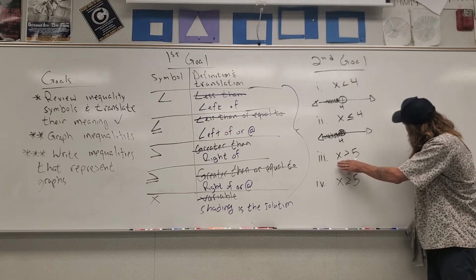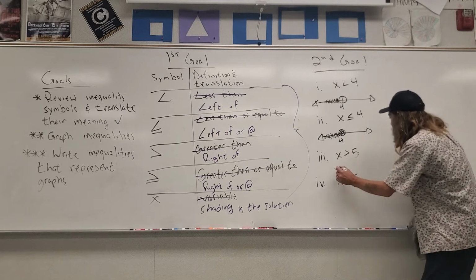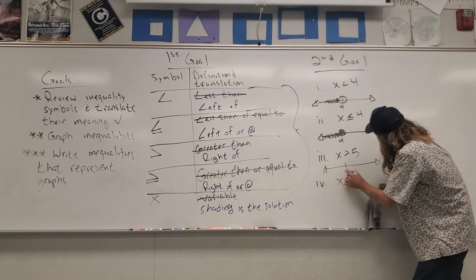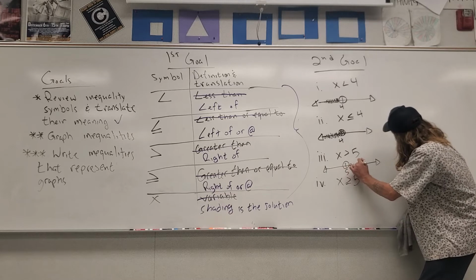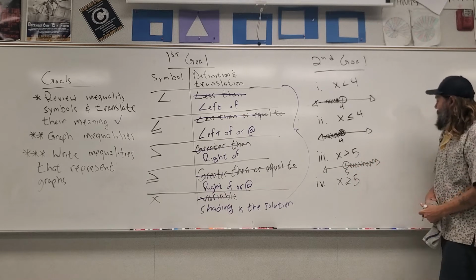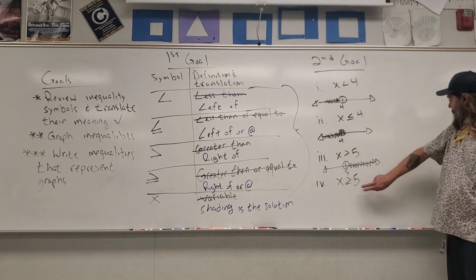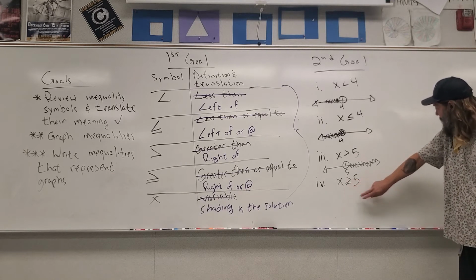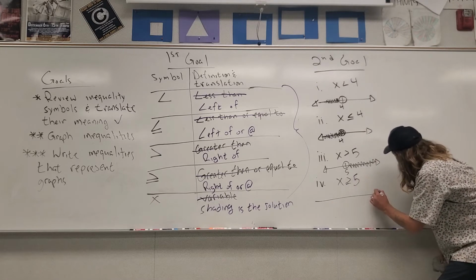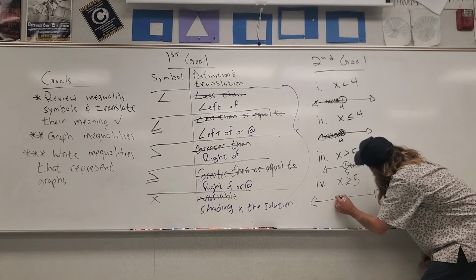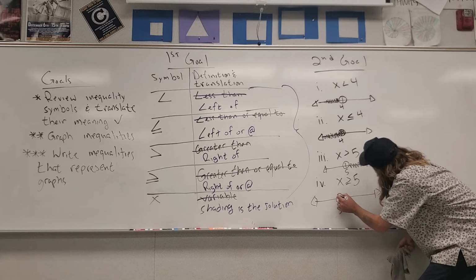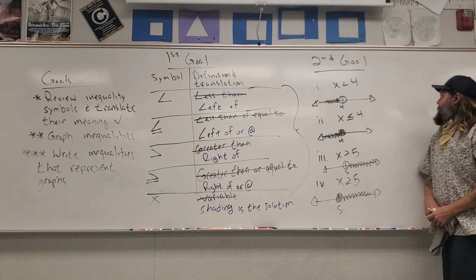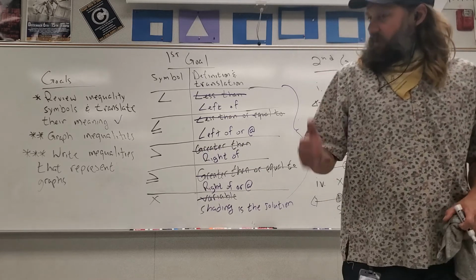This translates to the shading is right of 5, and just like before, 5 is not right of 5, so I can't shade in at 5. So I'm going to leave that open. All right, and just like above, I'm going to shade at 5 because the shading is right of or at 5. So I'm going to shade that one in, and this would be an example of our 4 types of graphs that we would have in inequalities. So I would shade that in.